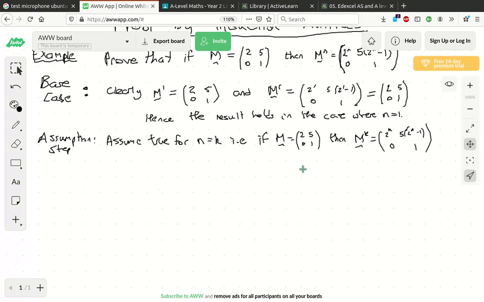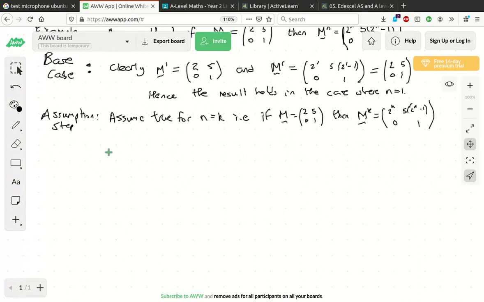Okay, now the important and interesting part of the argument. I'm just going to move the screen down a little bit so we can do it. Proof by induction is a written argument. It is not about just coming out with a result. It's about convincing the examiner that this must be true. Okay, the inductive step.